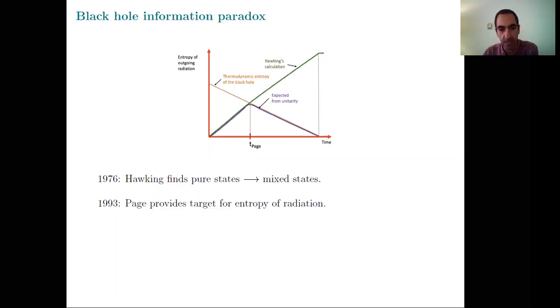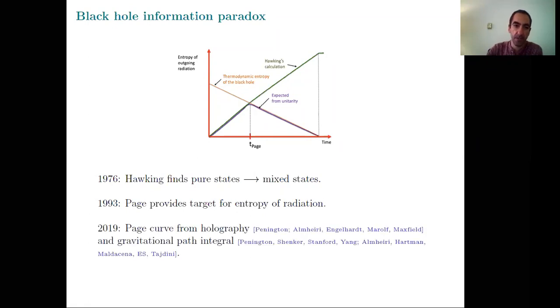In 1993, Don Page provided a target for what the entropy of radiation should look like. He assumed that the end state is pure and computed what we call the Page curve, which agrees with Hawking's curve. It goes up at the beginning of the evaporation process. There's some sharp turnaround, and then it follows the thermodynamic entropy of the black hole and goes back down to zero. So this was Page's target of what the entropy of radiation should look like if the theory of gravity you're considering is unitary.